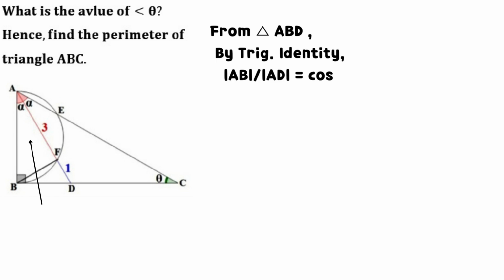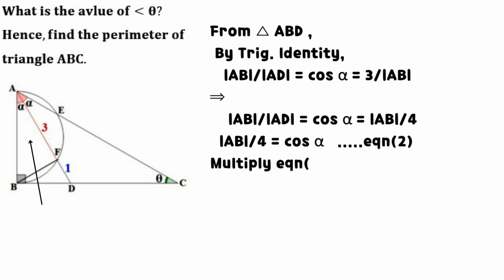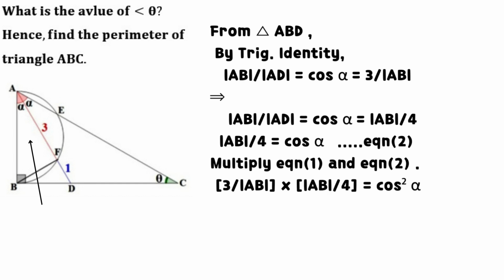From triangle ABD, by trigonometric identity, line AB divided by line AD equals cosine alpha, which equals 3 divided by line AB. It implies that line AB divided by line AD equals cosine alpha, which equals line AB divided by 4. We call it equation 2.